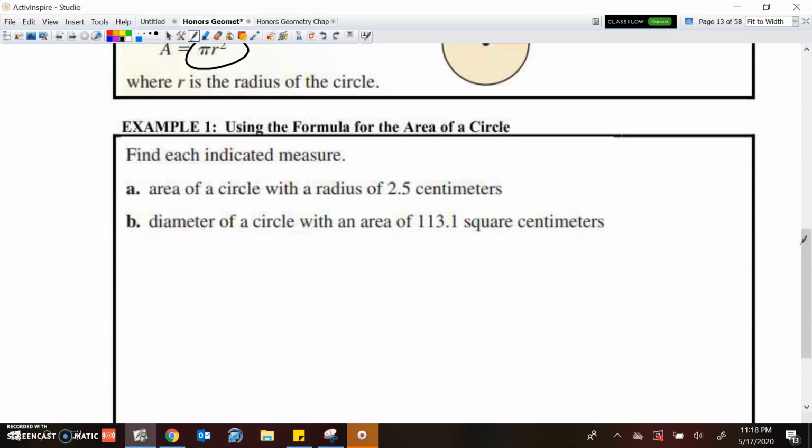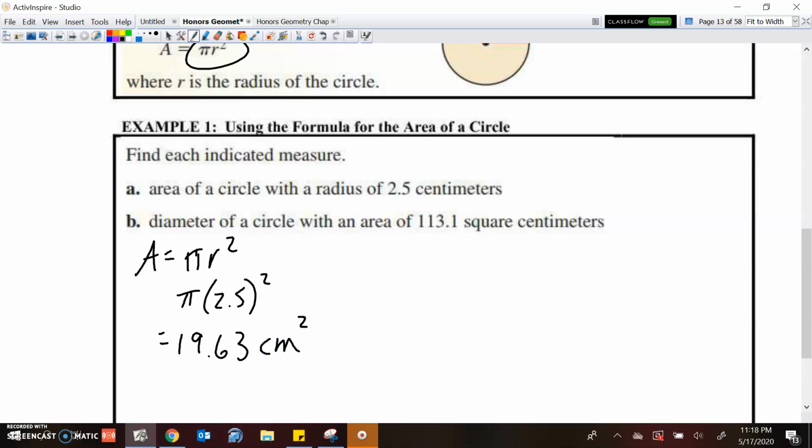Let's try a few just for good old fun, right? So they want us to find the missing indicated measure. They want us to find the area of a circle with a radius of 2.5 centimeters. So pi r squared. My radius is 2.5, and I'm going to square that. I'll type into my calculator pi times 2.5 squared, and it gives me an answer of 19.63. They don't tell me what to round it to, so I want to label it centimeters squared. Make sure when we're doing area, you label it squared.